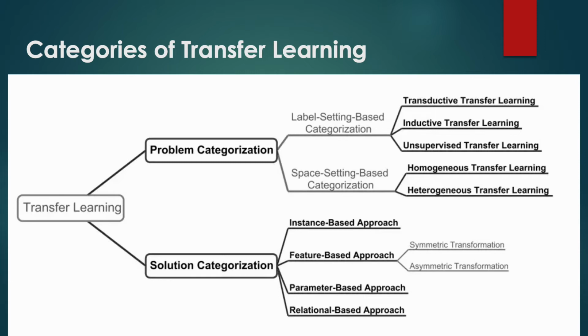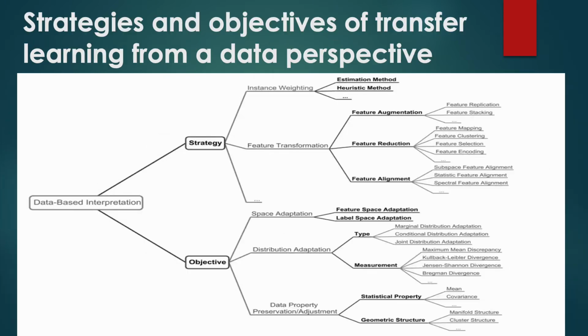And the parameter based approach, they transfer the knowledge at model or parameter level, and for relational based approach, they focus on problems in the relational domains. So transfer learning approaches, they have interpretations from both data and model perspectives. So this is from a data perspective.